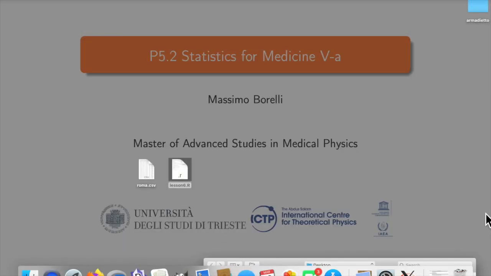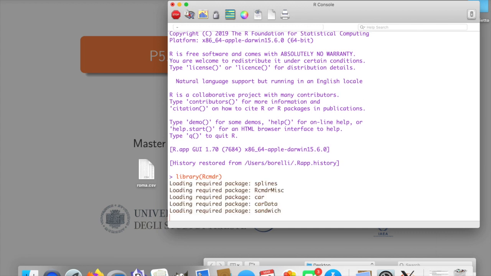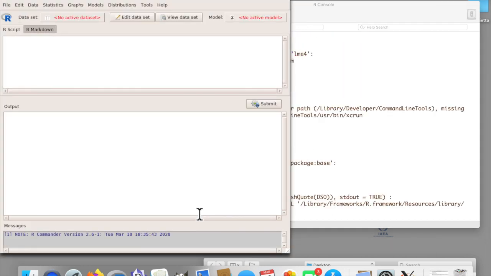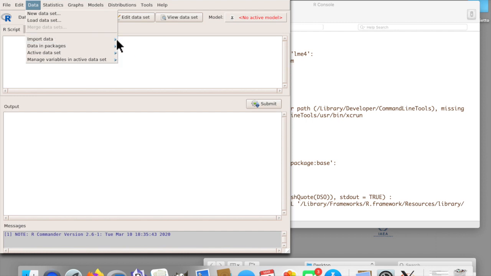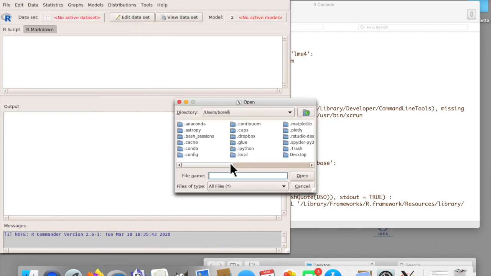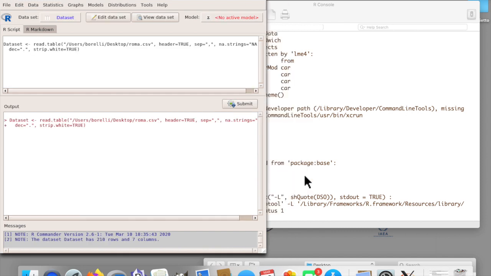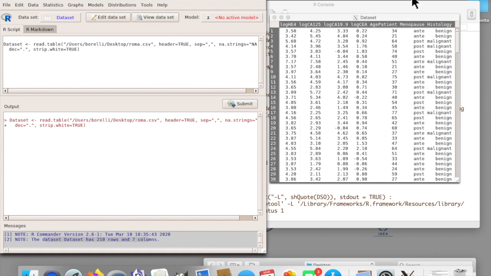So now, let's move to R Commander. Library R Commander. Okay, let's open. We are ready. Well, do you remember the data? Import data from text file, using the commas as field separator. On the desktop I go there, open, okay, here Roma. The data set has 210 rows and 7 columns. View data set: here all the patients. Good, we are ready.